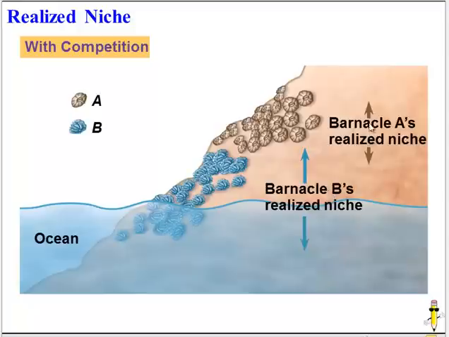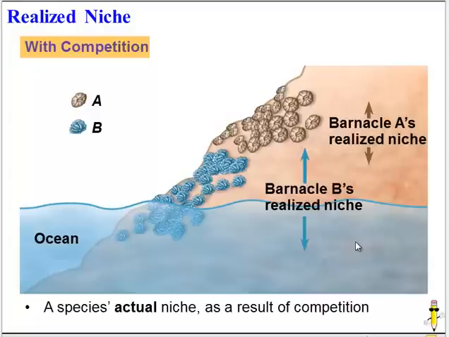And in this situation, barnacle A reduces the size of its niche. It decides to specialize and live up here, while barnacle B reduces its niche and lives down here. This way, they both can have enough resources to survive, though perhaps not at the same carrying capacity, by resource partitioning. So a species' actual niche is its realized niche, and this happens as a result of competition. And that concludes our exploration of interactions within communities.